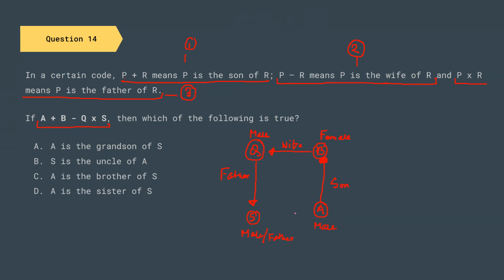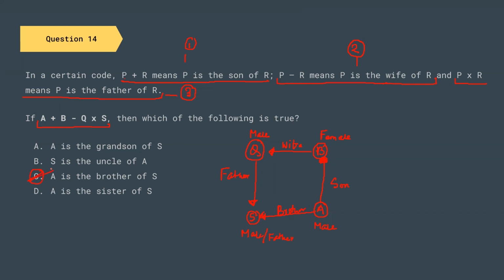A is grandson of S, not possible, because A and S belong to the same generation. S is uncle of A. Again, not possible. They are the same thing. A is brother of S. Yes, it is possible because A is male here. So A will be brother of S. So this is your correct result.